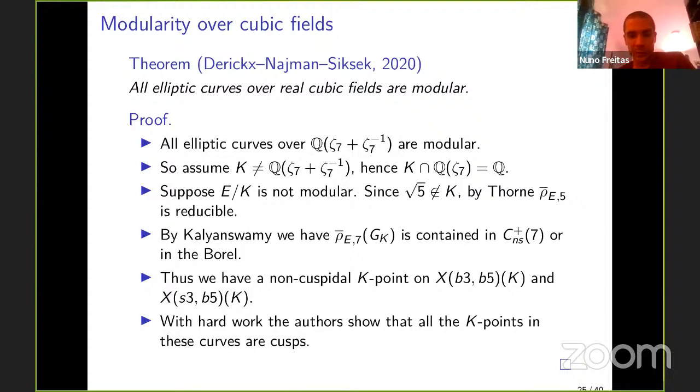So this gives rise to a point in two modular curves, which, I notice here, must be wrong. Instead of B5 in these curves, one should see B7 and NS7. We are using the latest theorem modulo 7, so one needs to use the image at 7 in these modular curves. And once this has been proved, the authors do quite challenging computations to compute the K points in these curves and show that everything is modular over cubic fields.